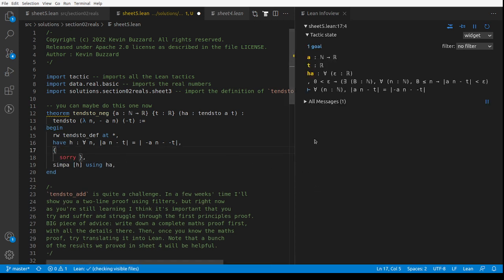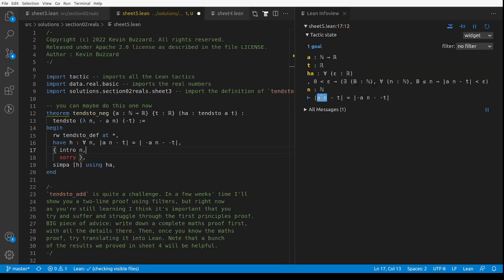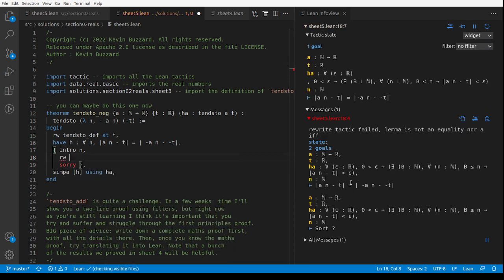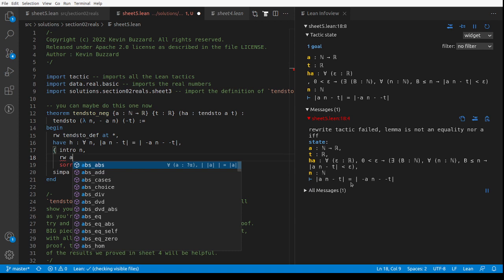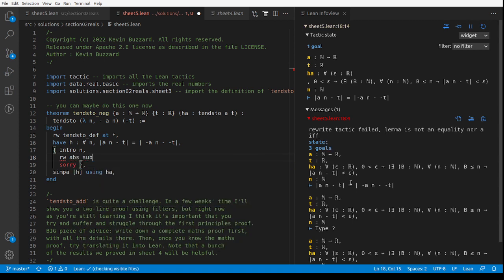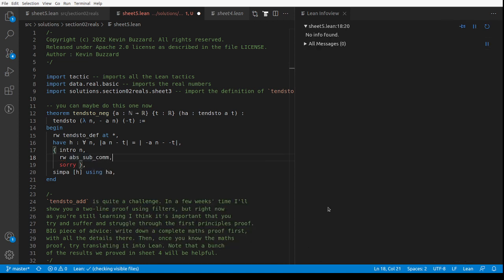And the irritating thing is, so I guess intro n. I'm going to prove the absolute value of this is the absolute value of this. And in the last sheet I told you how to do this, right? I need to know that the absolute value of x minus y is the absolute value of y minus x. So what was that called? It was called abs sub something, abs sub com. That's what it was called.